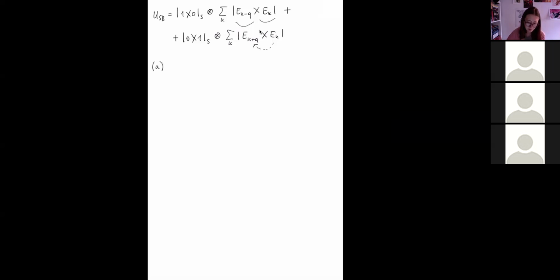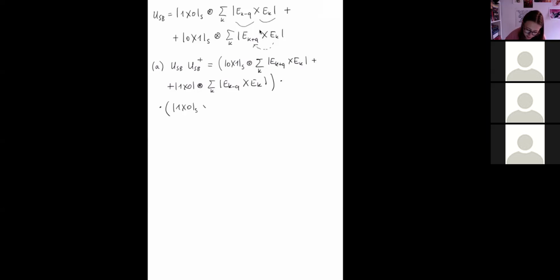And the first thing that we might need to confirm is: is this unitary indeed a unitary? For this, we need to check whether U_SB times U_SB dagger equals identity. So let's do this. I'm just writing U_SB now, and now the dagger. The dagger would be |0><1| on S. Let me sum over j here, so we wouldn't be confused.